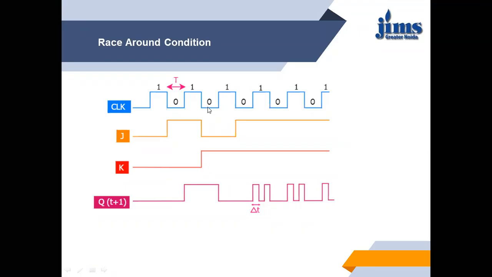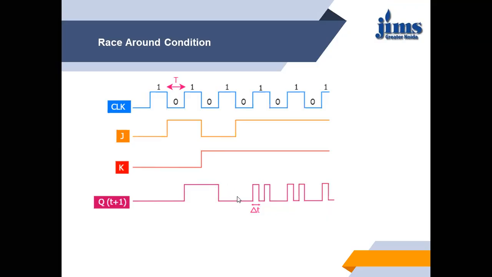In this cycle, J goes 0, but K goes 1. But what happens? Whenever K is 1, it should be reset, but clock is deactivated. Clock is not active, so it will store the value. Whenever clock is 0, it will store the value. Now again, clock goes 1, J is 0 and K is 1. What will happen? It will reset. Now the value goes from 1 to 0.